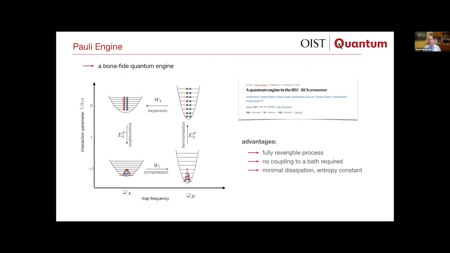It's a very weird cycle because it's fully reversible. You usually don't think of an engine as reversible. There's no bath, it's not coupled to a heat bath or something, and it is actually running at constant entropy. These are the kind of systems that are only possible in the quantum regime, and we would be very interested in finding partners to help us explore this.